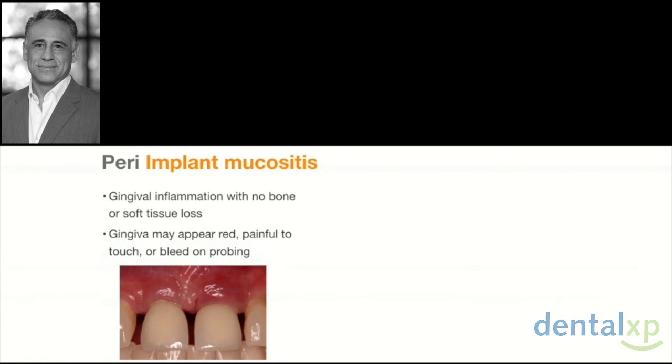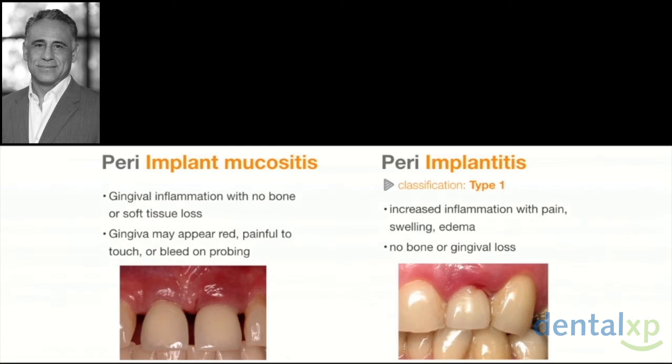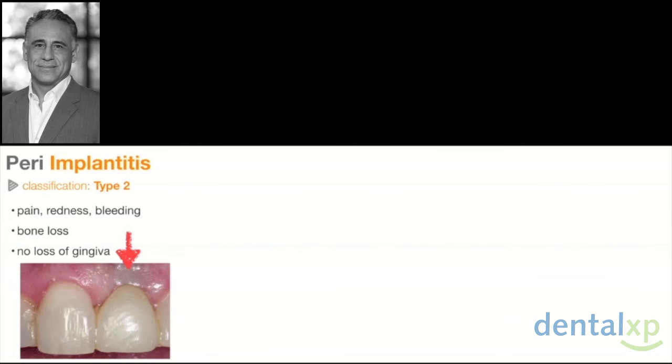As we discussed, in peri-implant mucositis we see gingival inflammation with no bone or soft tissue loss. At this stage, the gingiva is red, inflamed, maybe painful to touch, maybe some bleeding on probing. In peri-implantitis type 1, there's increased inflammation with pain and swelling, edema, but still no bone or gingival loss at this stage. In type 2, there is pain, redness, bleeding, and we start to see evidence of bone loss. However, the gingival margin is still intact. There is no loss of gingiva.